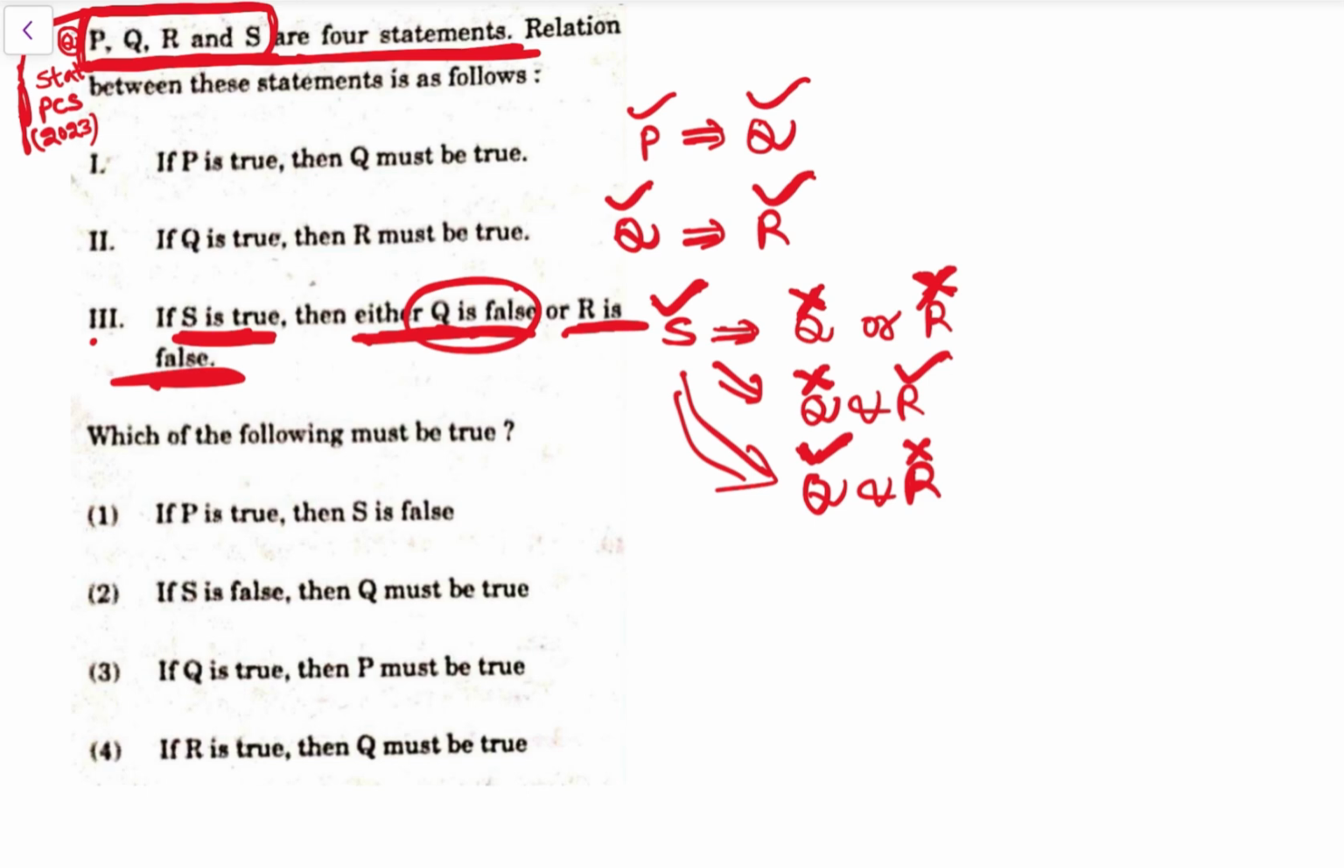So now which of the following must be true? So that is, if P is true, then S is false. See, if P is true, that means Q is true. If Q is true, then R is true, and R is true.